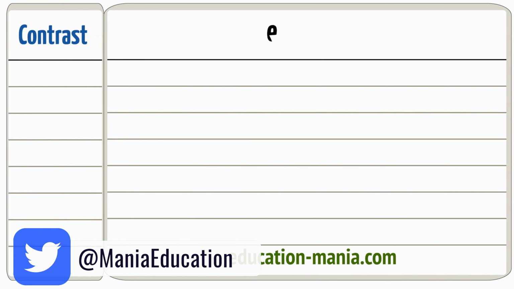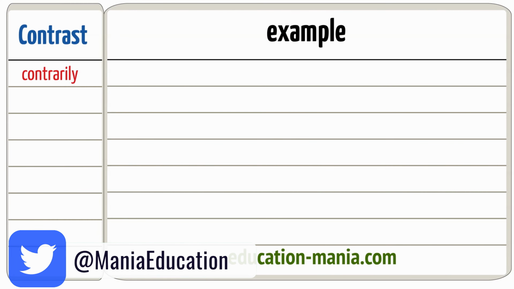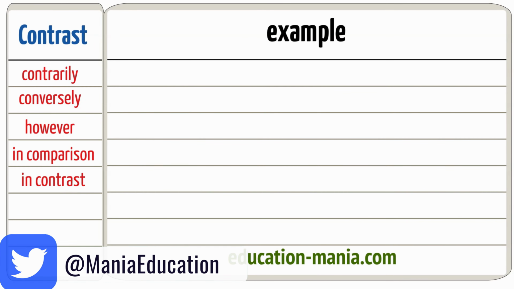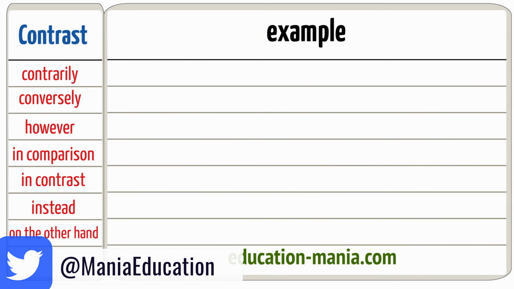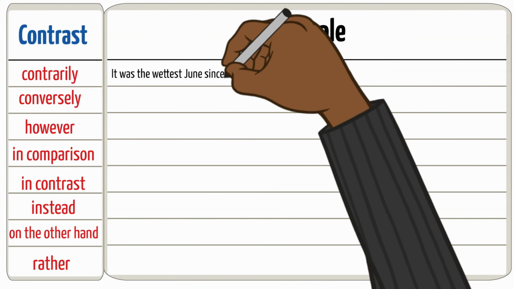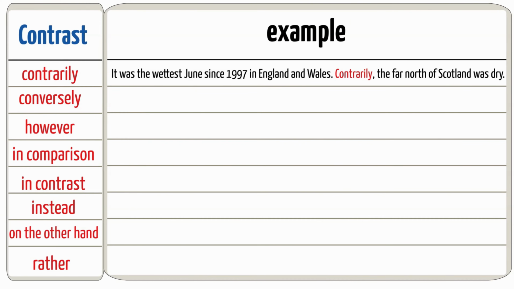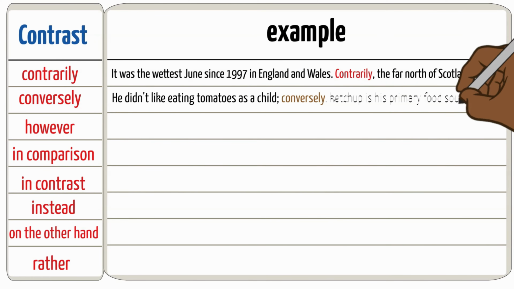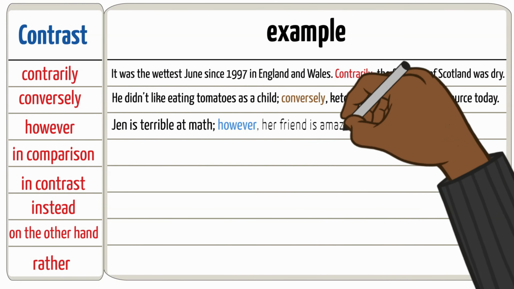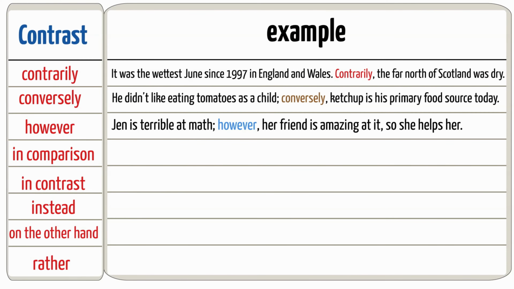Contrast examples. It was the wettest June since 1997 in England and Wales. Contrarily, the far north of Scotland was dry. He didn't like eating tomatoes as a child. Conversely, ketchup is his primary food source today. Jen is terrible at math, however, her friend is amazing at it, so she helps her.